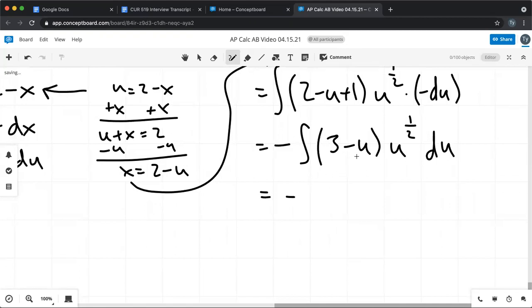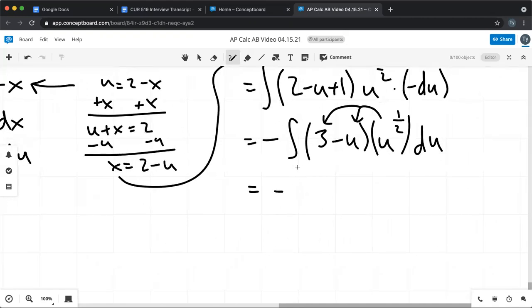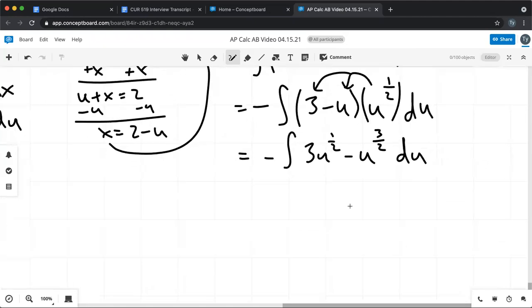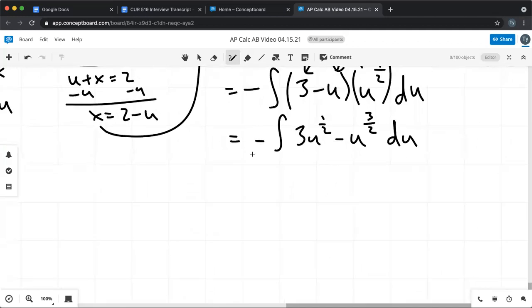Now, this is still a little complicated. So how about we distribute this u to the half to both of these terms? Why would we do that? Well, then this 3 times u to the half becomes 3u to the half. And then negative u times u to the half gives us negative u to the 3 halves du. So why do we do that? Because now we just have an instance or 2 instances of power rule. And we like power rule. It's easier than the other stuff.